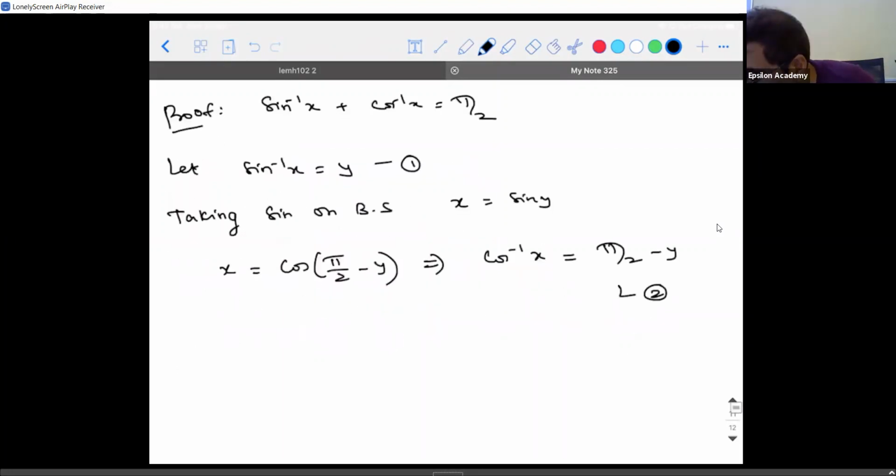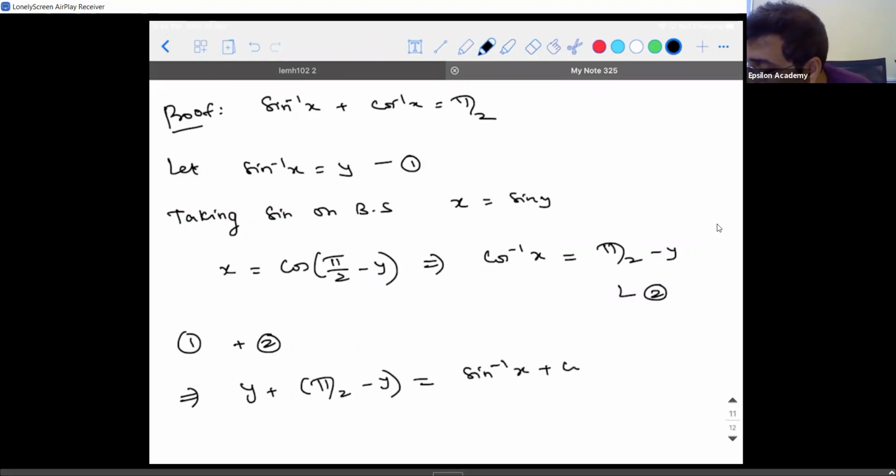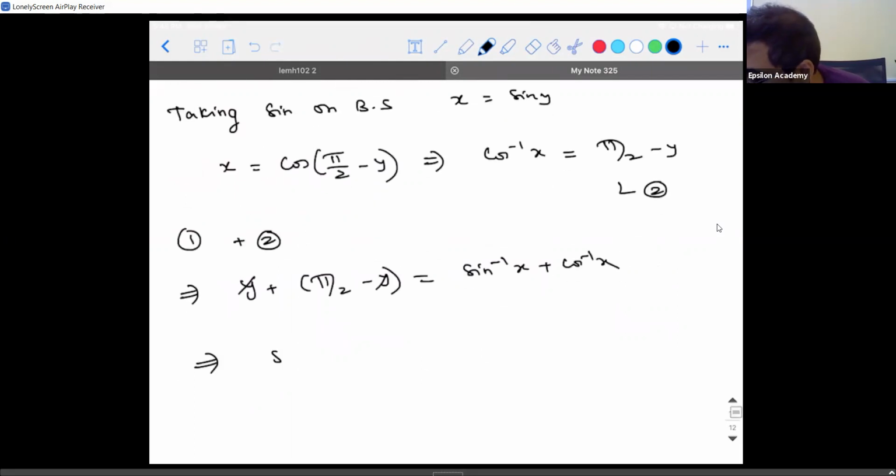First equation plus second equation will give you what? y plus pi by 2 minus y is equal to sin inverse x plus cos inverse of x. y and y will get cancelled. So what is left out? Sin inverse of x plus cos inverse of x is pi by 2. I hope this makes sense.